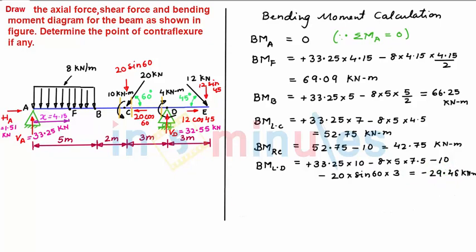Next we take a section towards the right of D and very near to it. So bending moment towards the right of D is equal to, we see that between these two sections there is simple addition of this clockwise moment of 4 kilonewton meter. So we have minus 29.46 kilonewton meter plus 4 kilonewton meter. So this is equal to minus 25.46 kilonewton meter.